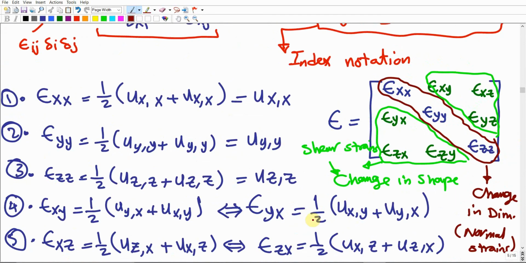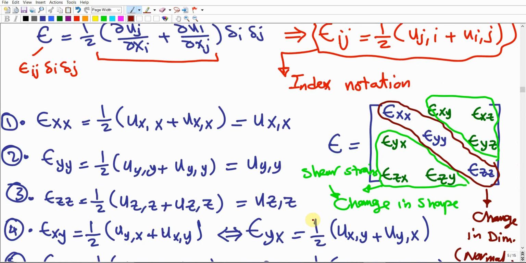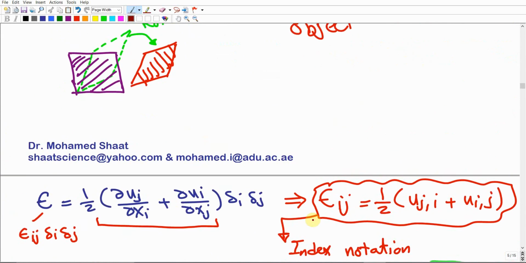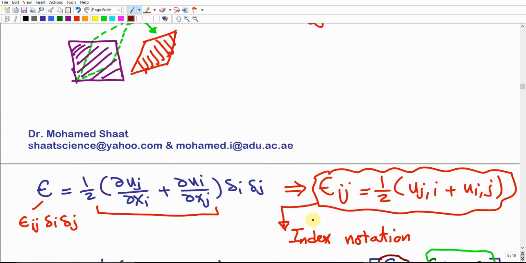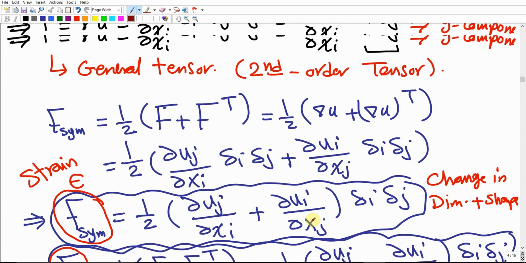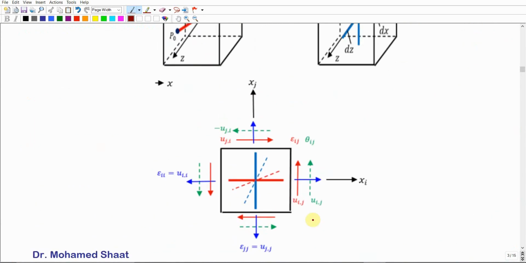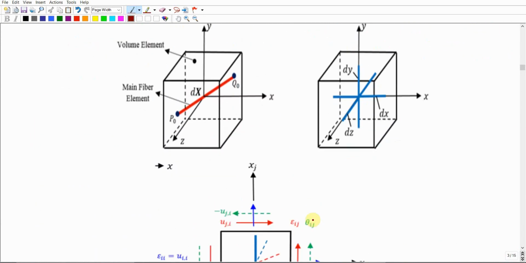3 components of the strain describe change in dimension. 3 other components, which are known as the shear strain, describe how much of a change in the shape of an object there is going to be. Make sense? We can represent these components over 3-dimensional elements, which is this element representation of the strain components.